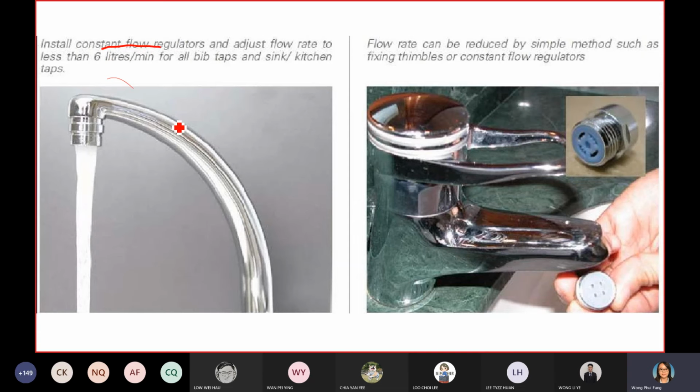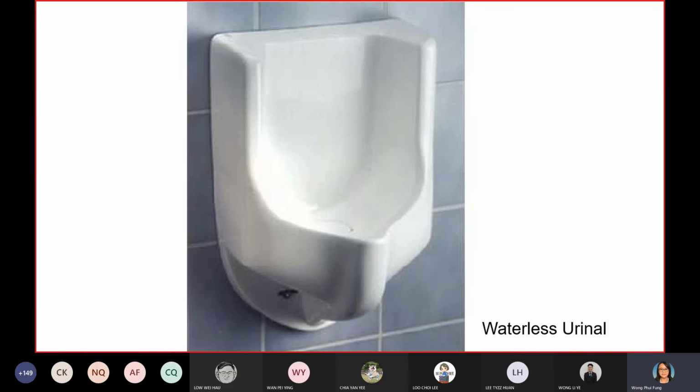Install a constant flow regulator and adjust the flow rate to less than 6 liters per minute. So this one can be installed for residential buildings or even in the shopping mall, because in the shopping mall definitely the water usage is very, very high. But the developer can make the difference. If they install all these water efficient fittings, it can help to save water. It can encourage people to use the water more efficiently. Okay. Of course, the best is no need to use water at all, waterless urinals. That could be done also.